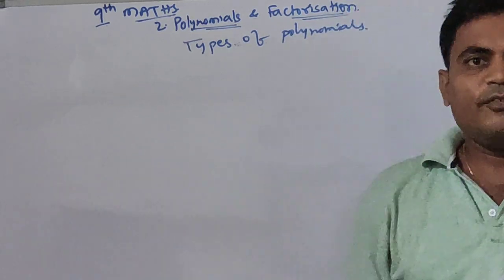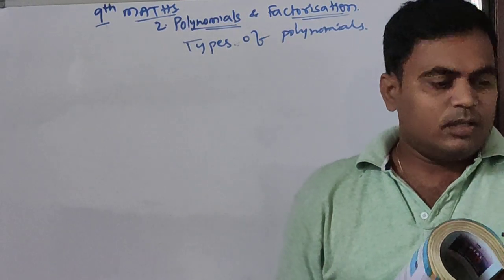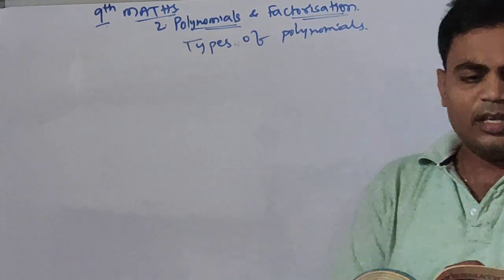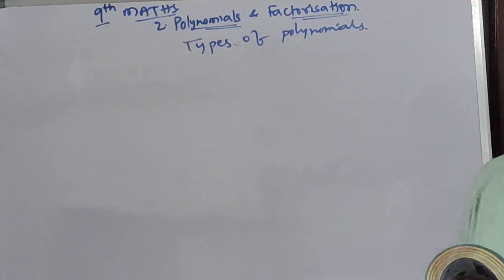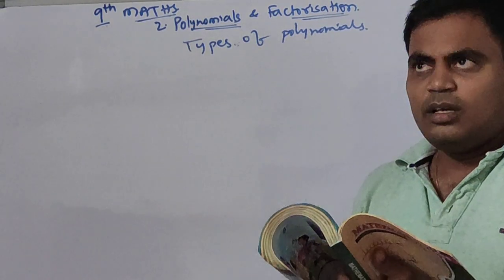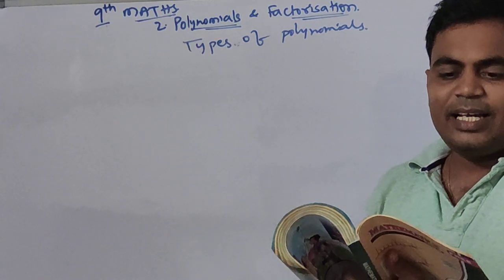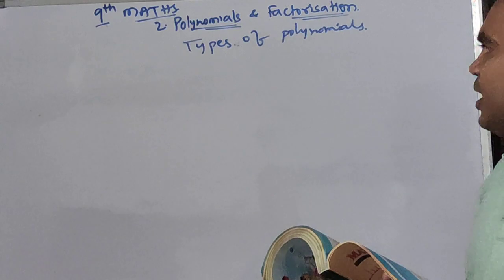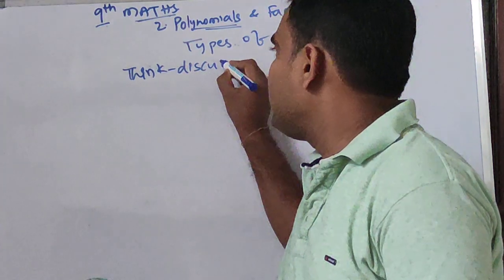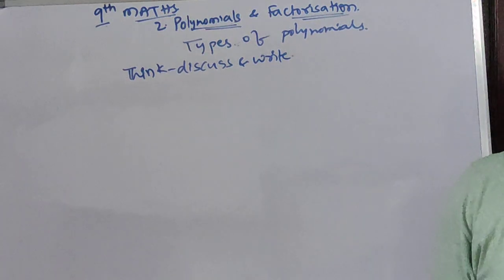First, all of you open your textbook and keep one notebook. Open textbook page number 28. If you open page number 28, you observe Think, Discuss and Write.